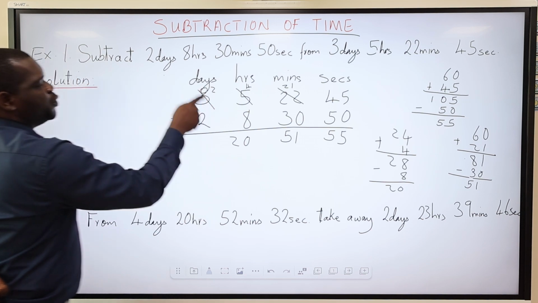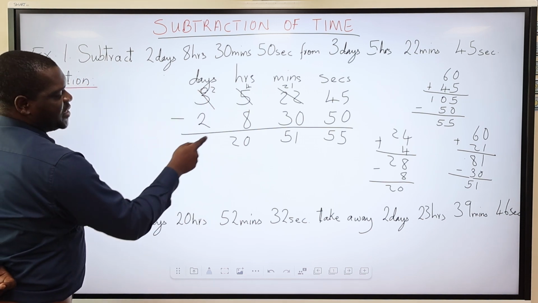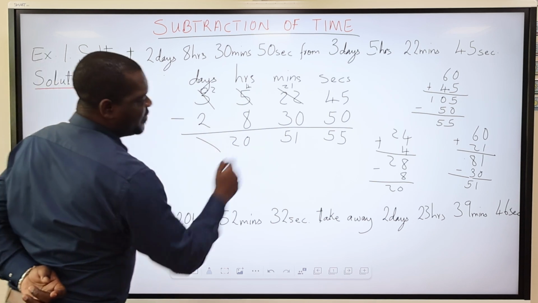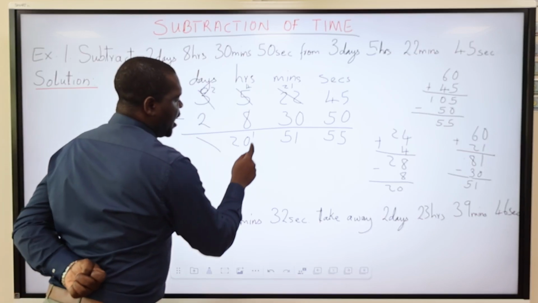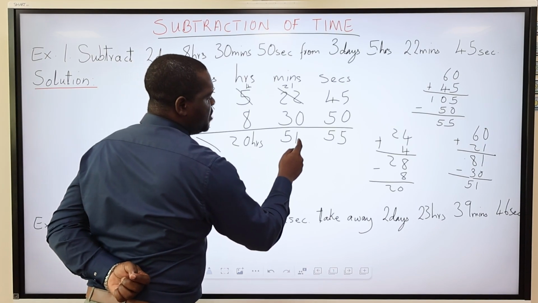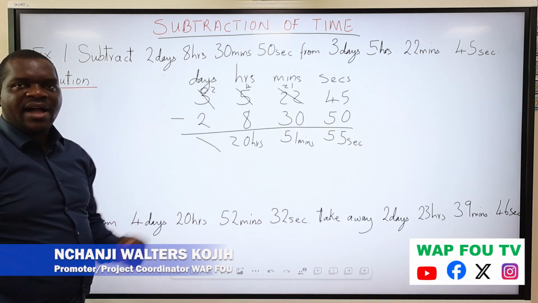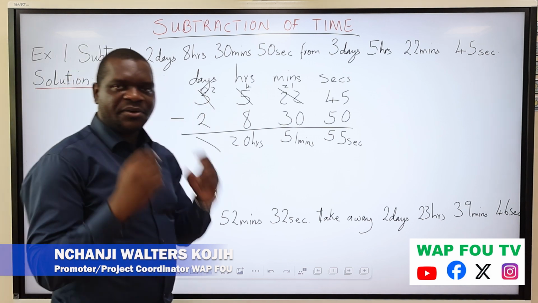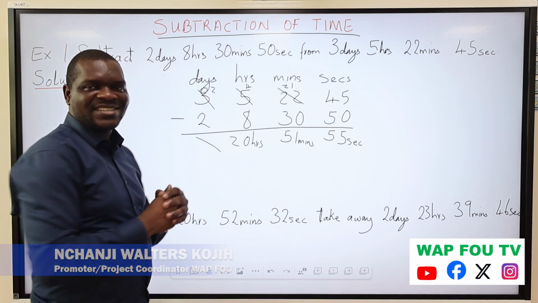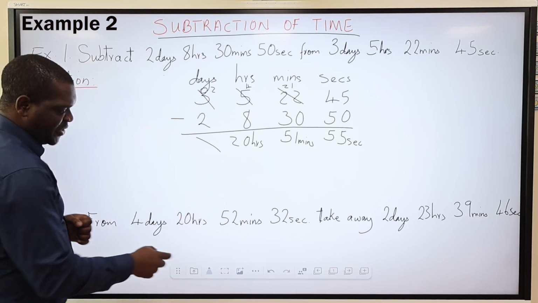And here you are left with 2. 2 days take away 2 days is just a dash. And our final answer will be 20 hours, 51 minutes, 55 seconds. This is what you have if you subtract correctly. Let's go to the next example for your understanding.